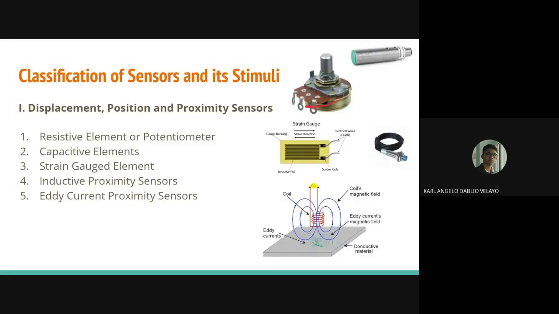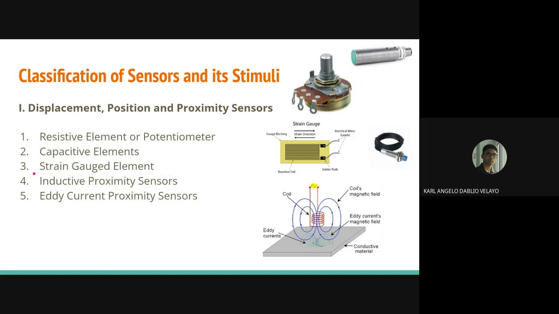Then next is the capacitive elements. So these are non-contact devices that can detect the presence or absence of any object regardless of material. So it utilizes electrical property of capacitance and it's changed based on the electric field on the active phase of the sensor. So for example, it is used in digital audio players, mobile phones, and tablet computers and more.